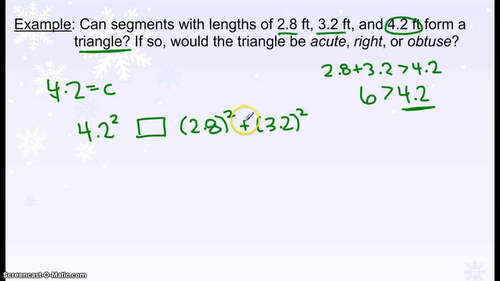Now, does it matter if I switch this 2.8 and this 3.2 around? Not at all. So now we go ahead and do some simplification here. 4.2 squared is? 17.64. Nicely done. Keep my box down there.